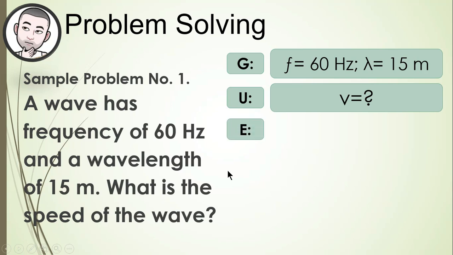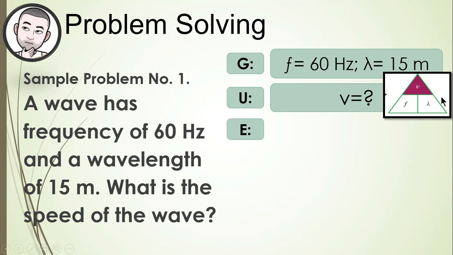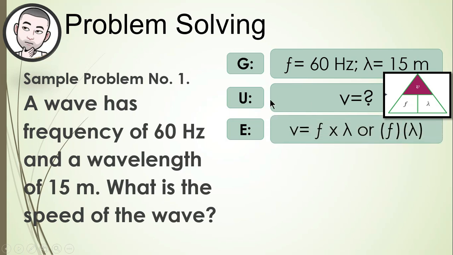The equation is using the triangle method I mentioned a while ago. Let's cover the V, and then the formula that will appear is f multiplied by lambda, or frequency multiplied by wavelength. So this is the formula. Velocity or speed is equal to frequency times wavelength.